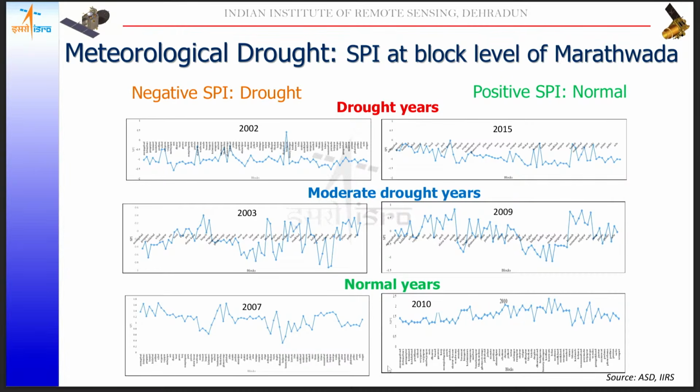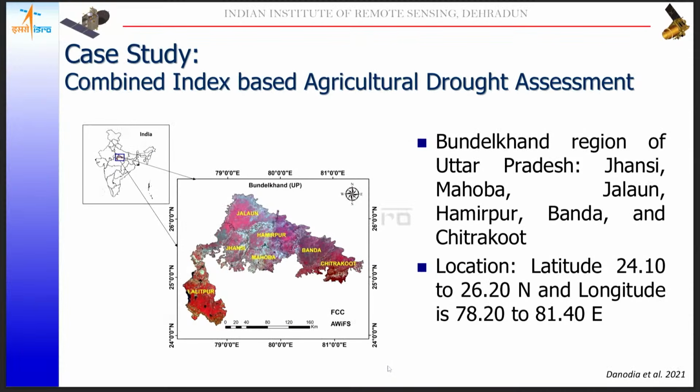That was the situation of the drought in the same area, and if the SPI value is positive, the condition is normal, which you can easily see in the years 2007 and 2010. There was a normal year because all the blocks had positive SPI values. While in 2003 and 2009, some blocks had positive and some had negative values, so that year was classified as a moderate drought year. Such a study we can also formulate for meteorological drought assessment.